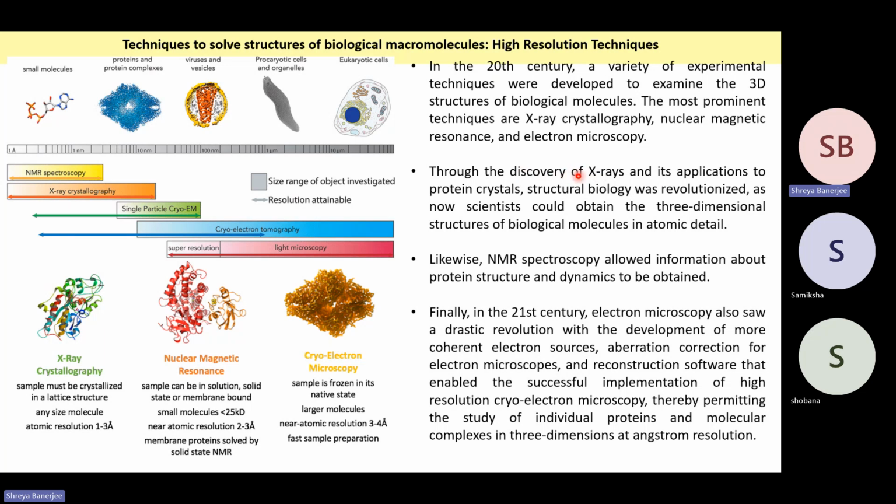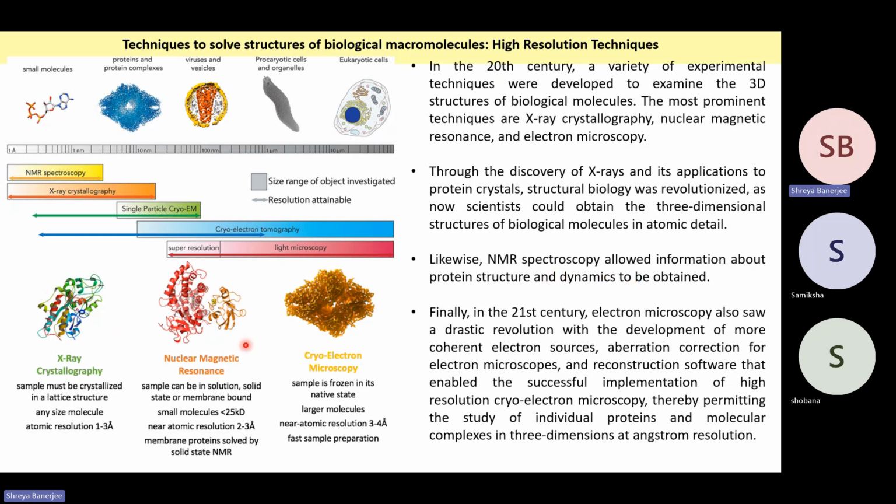This happened through the discovery of X-rays and their application to protein crystals. Once it was found that X-rays can be used to determine the three-dimensional structure of protein crystals, structural biology was revolutionized, because now scientists could obtain the three-dimensional structure in atomic detail. Similarly, NMR will also give you the three-dimensional structure, but additionally, NMR will give you an idea of the dynamics of the molecule. In X-ray crystallography, you are basically fixing the molecule in a crystal, so it won't give you an idea of the dynamics, but NMR will give you an idea of how the molecule is moving.